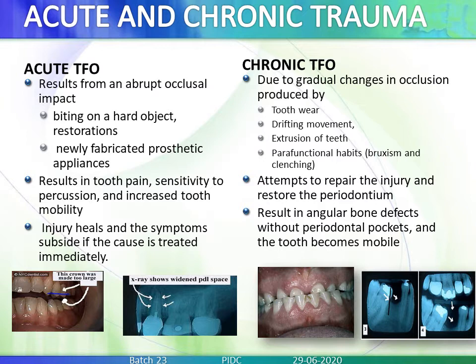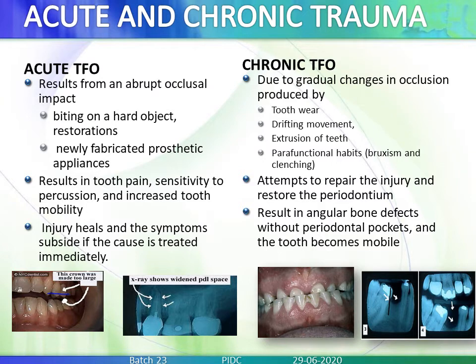Next, coming on to chronic trauma from occlusion. This occurs because of gradual changes occurring in the occlusion, for example tooth wear, drifting movement, extrusion of the teeth or parafunctional habits like bruxism or clenching.